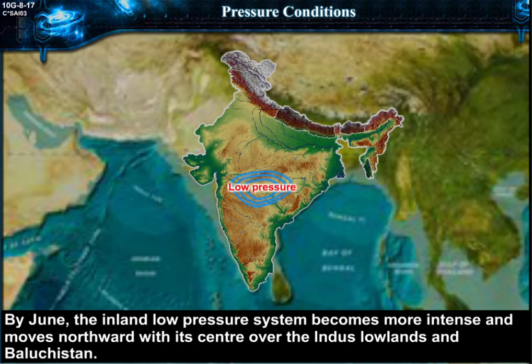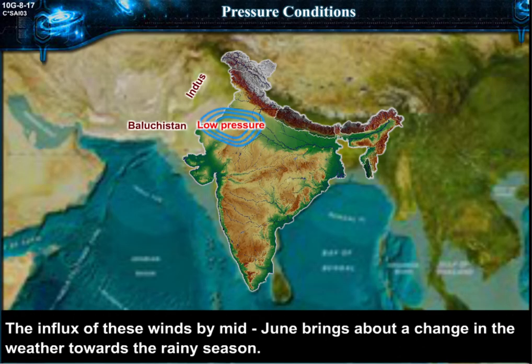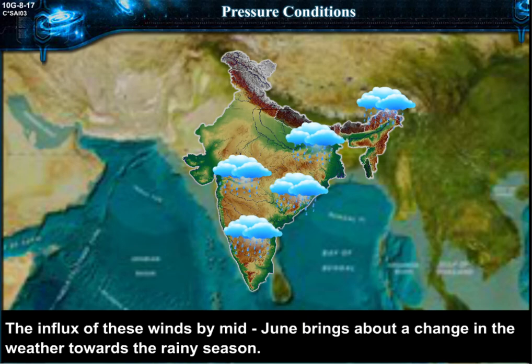By June, the inland low pressure system becomes more intense and moves northward with its center over the Indus lowlands and Baluchistan. The influx of these winds by mid-June brings about a change in the weather towards the rainy season.